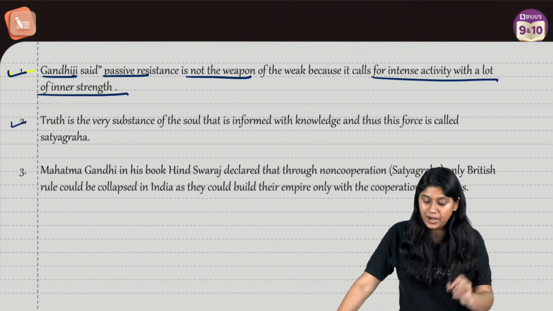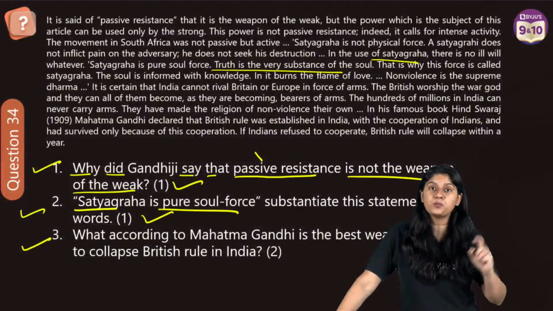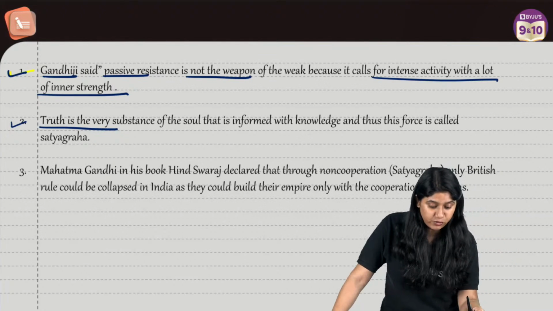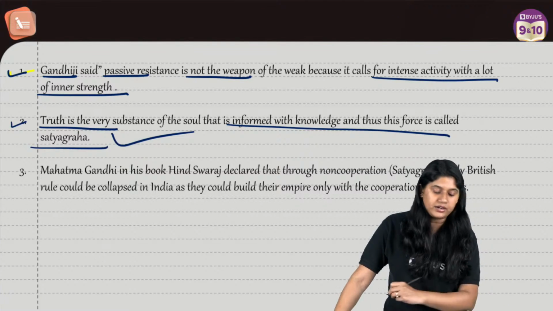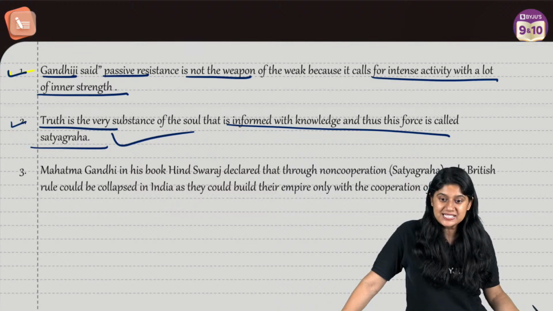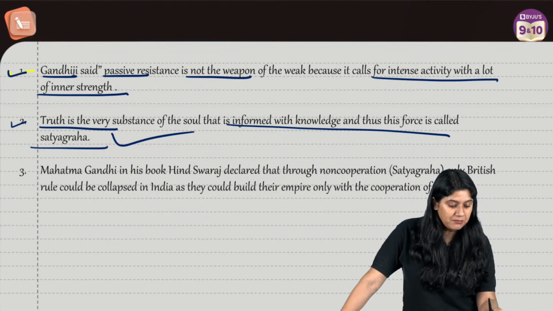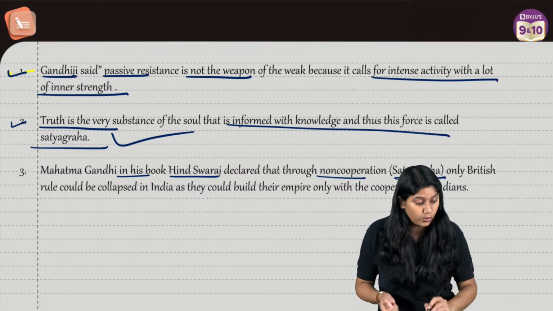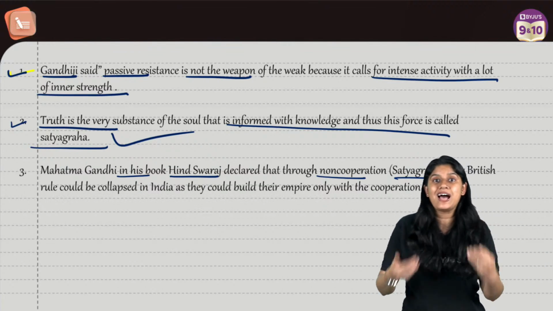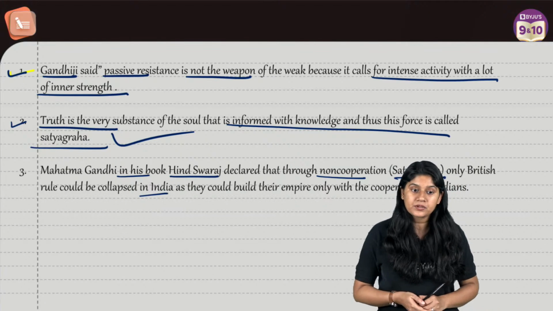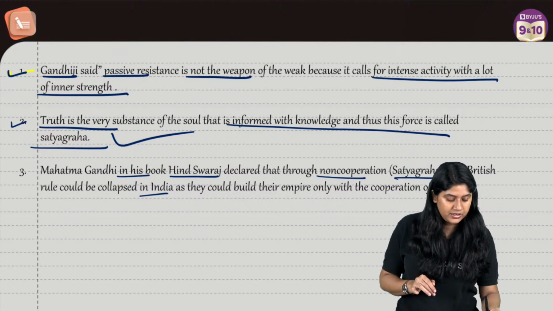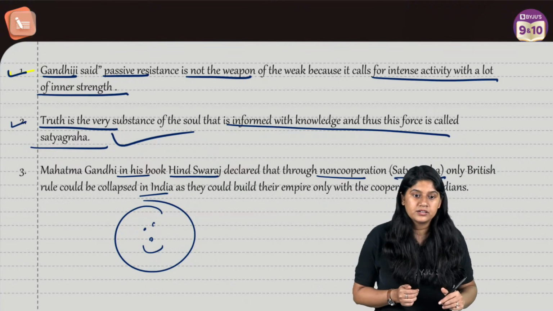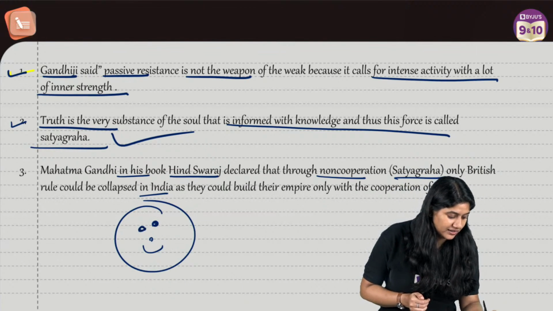The second question was about Satyagraha being a pure soul force. Over here, truth is the very substance of the soul, and that is informed with knowledge, and thus the force is called Satyagraha. Easy peasy, straight answer. Yes? Absolutely correct, everyone. And Mahatma Gandhiji in his book Hind Swaraj declared that the non-cooperation Satyagraha is the only way the Britishers can be collapsed in the country. Clear? So everyone, we are done with the history part.